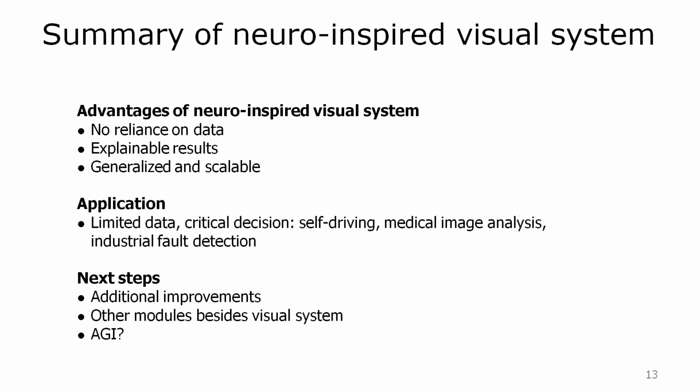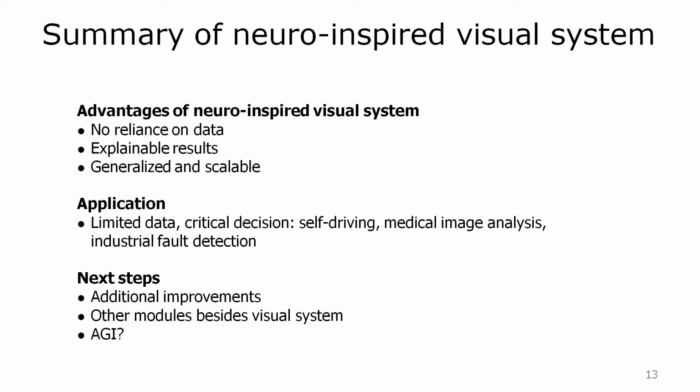Our visual system is designed following the principles of neuroscience. In summary, it has the following distinct advantages. First, less reliance on data. It has a built-in mechanism to extract basic features and generate consistent templates or internal representations of objects. It requires only a few typical samples to learn, which is similar to how the brain works. Second, explainable results. The decision process of this demo is straightforward. It's easy to track back its decision process.